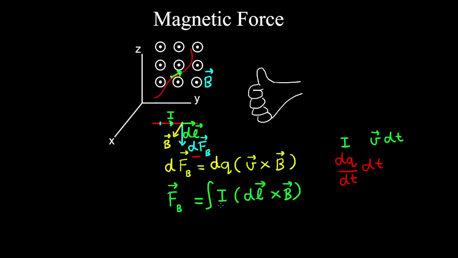And note that if the current in the wire is 0, then there will be no moving charge, and therefore no force exerted by the magnetic field on this wire. Because magnetic fields only exert forces on moving charges.